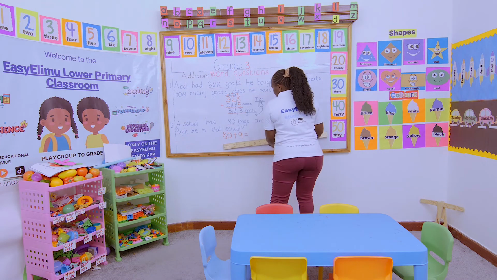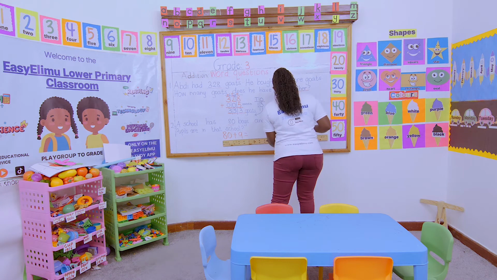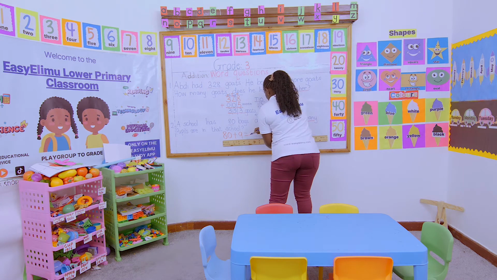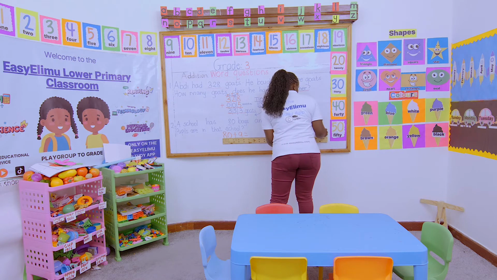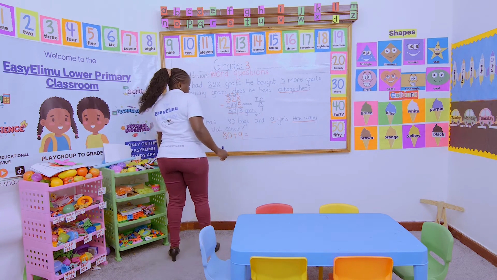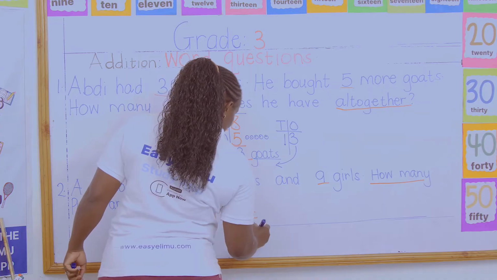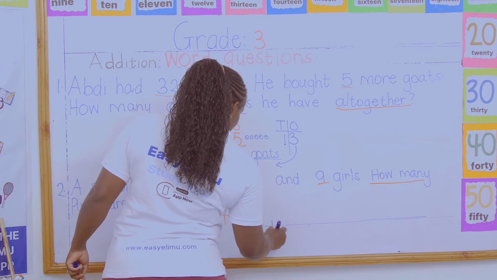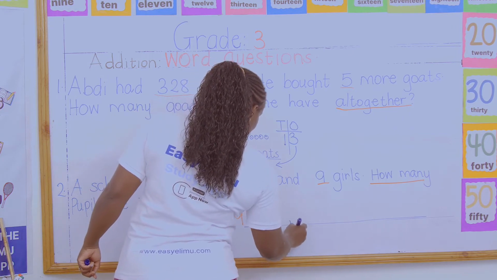Because we have learned the different addition methods. And I can decide now, because my teacher has taught me several methods, let me use a number line. So my number line goes like that.